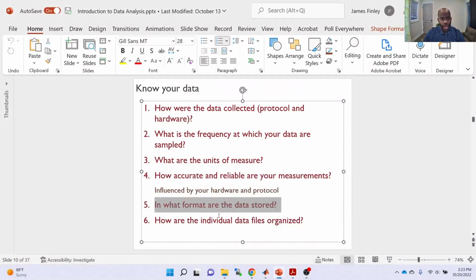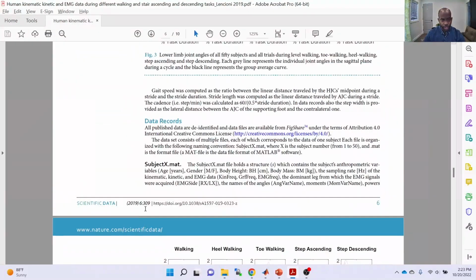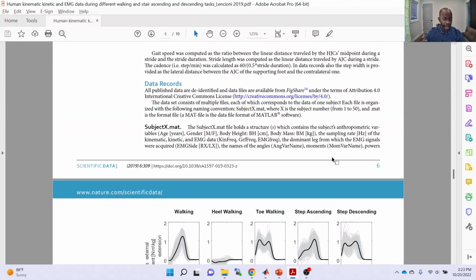The 5th point has to do with the format in which the data are stored, and here this is described again in the manuscript. So now if we scroll back up, we see there's a section on data records. They refer to the location where the data are stored. We just saw the Figshare website. And then they talk about the different files that correspond to each subject, and the fact that these files are in MATLAB format.